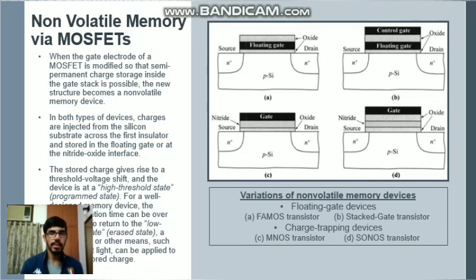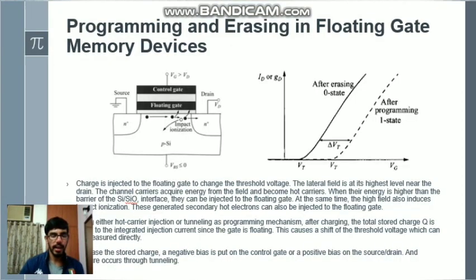Before describing such a process to you, I'd like to describe the mechanisms associated with the storage of charge and the erasure of charge from the floating gate of the MOSFET. Charge is stored by one of the following two processes. The first one is hot carrier injection.